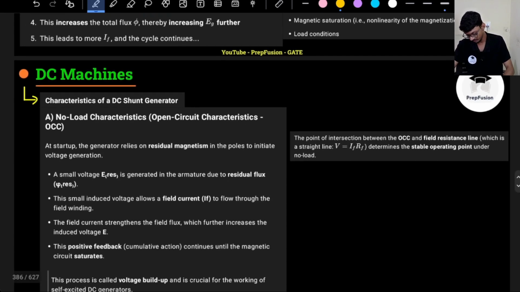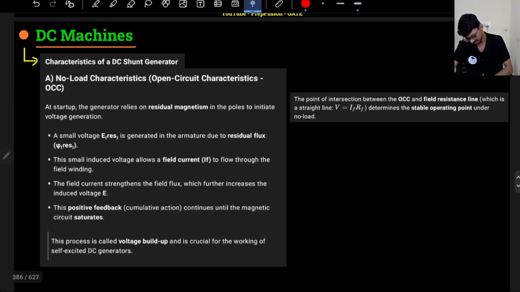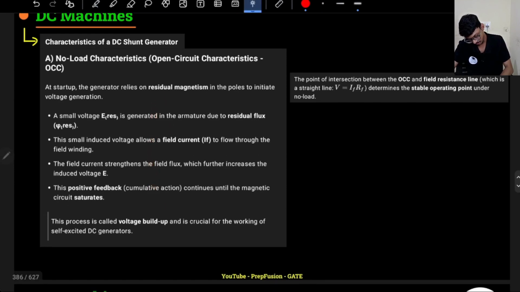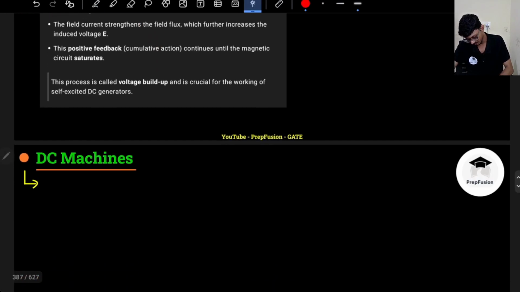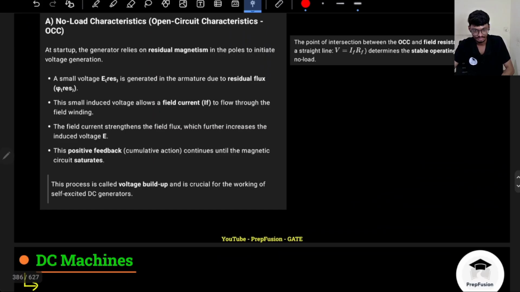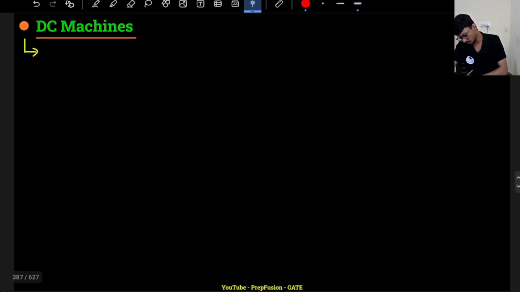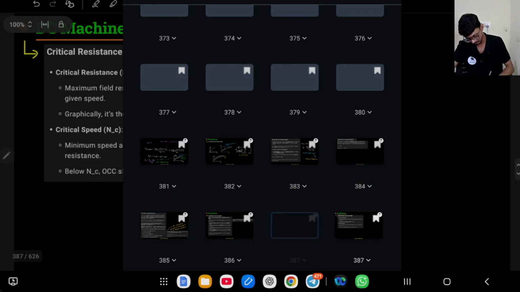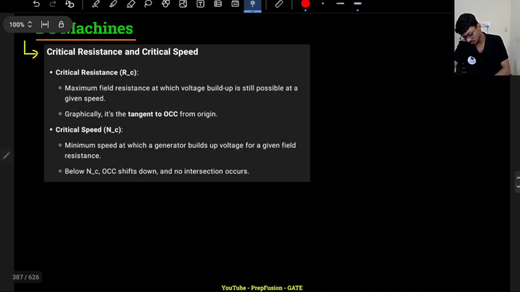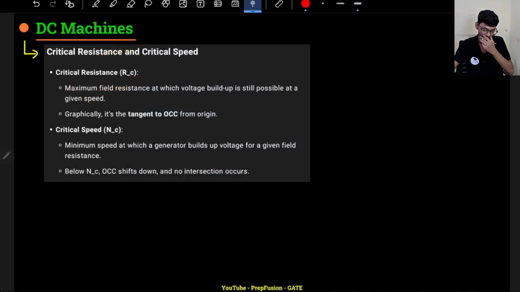So yeah, I hope you have understood this basic point. Whatever we have discussed, the same thing is written over here. And yeah, how do you determine the stable point of open circuit characteristics? That is what we have discussed, right? So I hope we don't need to discuss this much. Now there is one concept known as the critical resistance and critical speed. What do I mean by critical resistance and critical speed?